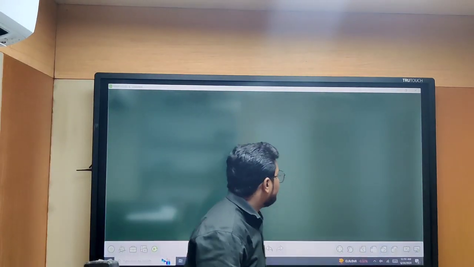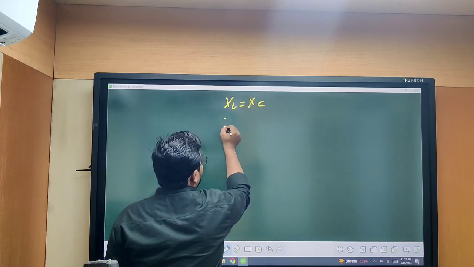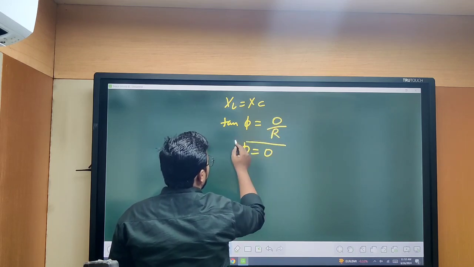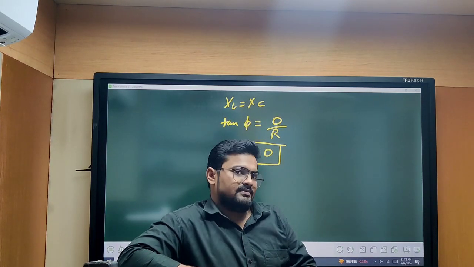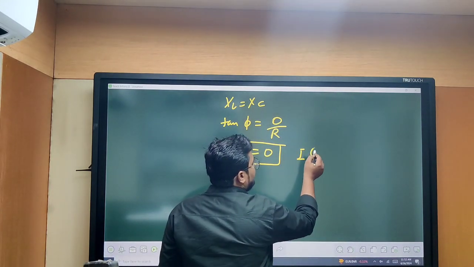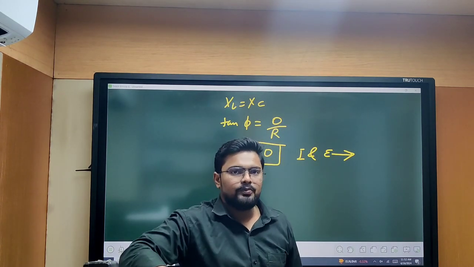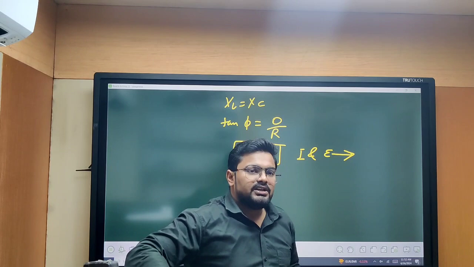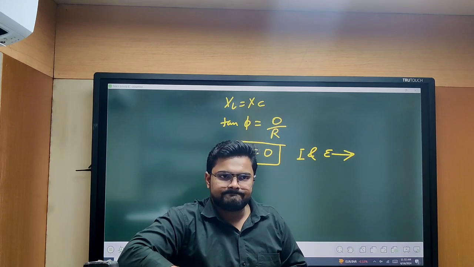And what if XL equals XC? Then tan phi will be 0 by R, so phi will be 0. It means the circuit will be treated as a resistive circuit and I and E will both be in the same phase. I hope you got it, how to find the lag and lead conditions, how to find the phase, how to find the impedance, and what resonance is.